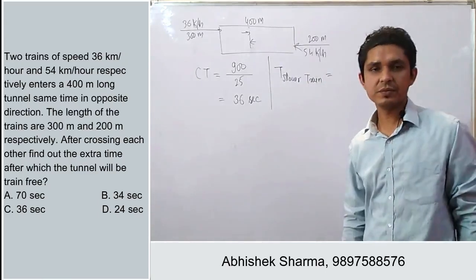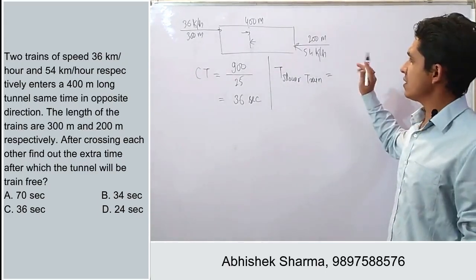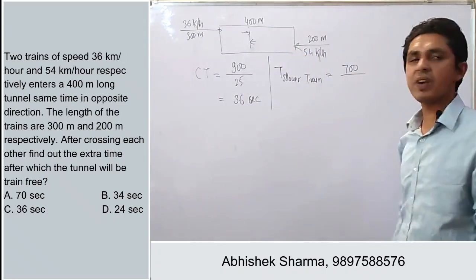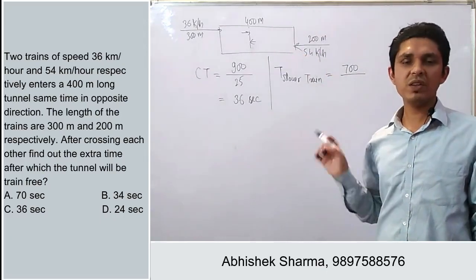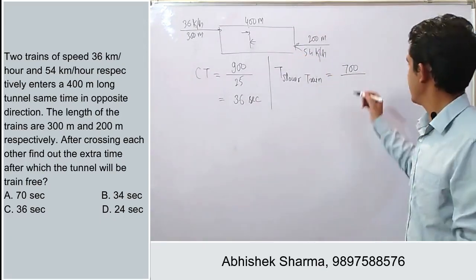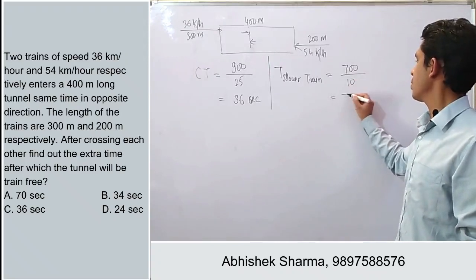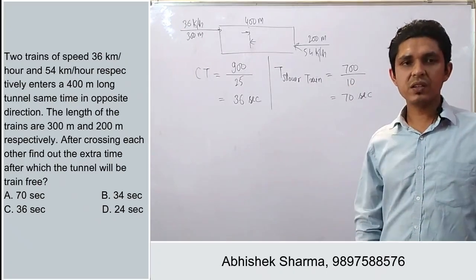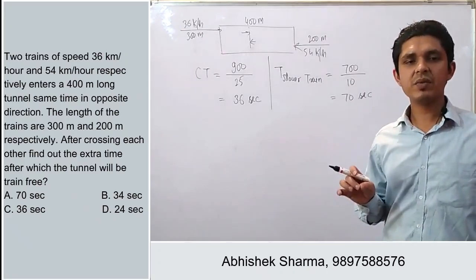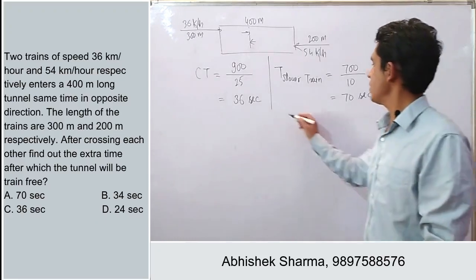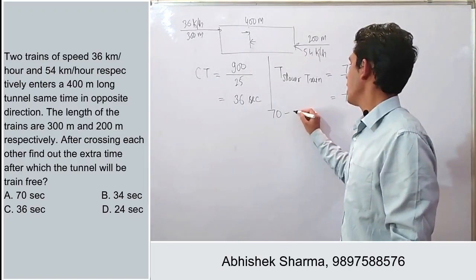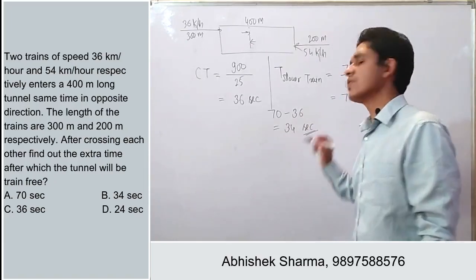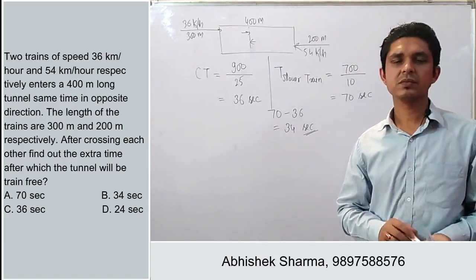to cross the tunnel. The total distance for the slower train is 700 meters, divided by the speed of the slower train, which is 36 multiplied by 5 by 18, that will give us 10, so the time for the slower train will be 70 seconds, right? And the question is, find out the extra time after which the tunnel will be train free. That means subtract the crossing time minus the time taken by the slower train to cross. So our answer will be 34 seconds, right?